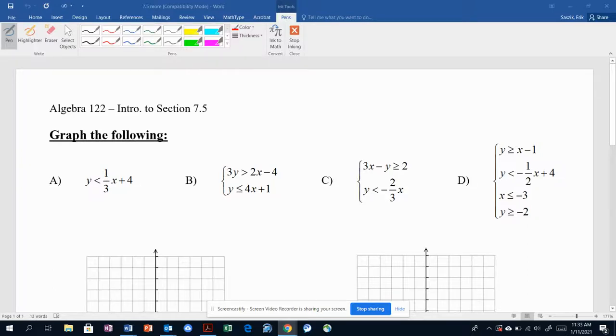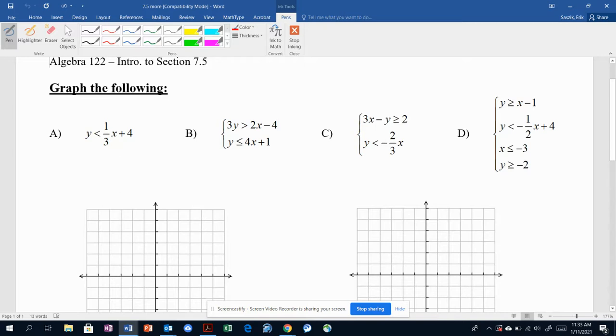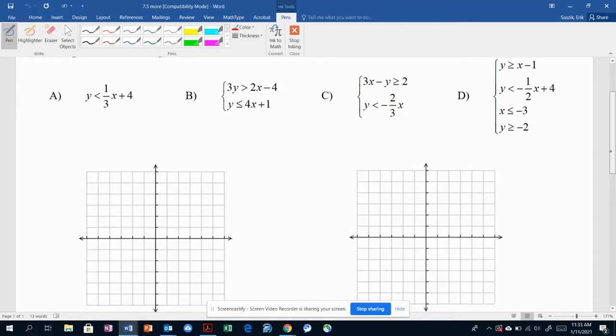All right, so we're now going to take it a step further, and we're going to be graphing multiple things on the same graph. You know what I'm going to do? I'm going to do A as a warm-up. That'll be down below. That's easy.